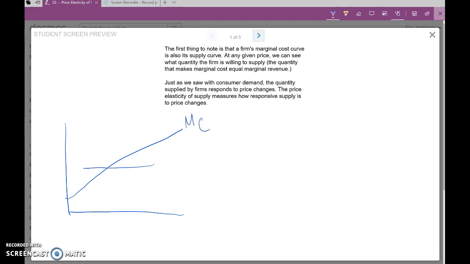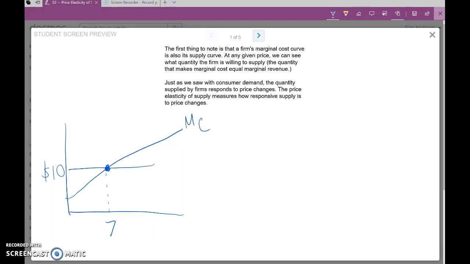If the price is $10, this tells us how many units the firm is willing to produce, aka supply, to the market. Let's say this was 7 units. So if the going price for this good is $10 per unit, this firm will supply 7 units. So marginal cost curve and supply curve, we will use those interchangeably.